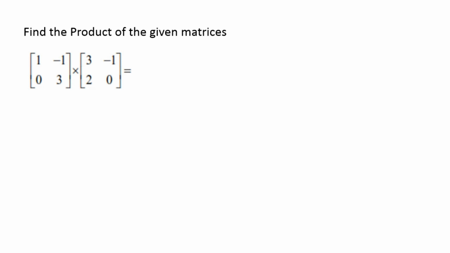How can we multiply a 2 by 2 matrix and a 2 by 2 matrix? While we are multiplying matrices, we need to multiply the first row by the first column and by the second column. Then multiply the second row by the first column and the second column. Let's do it together.